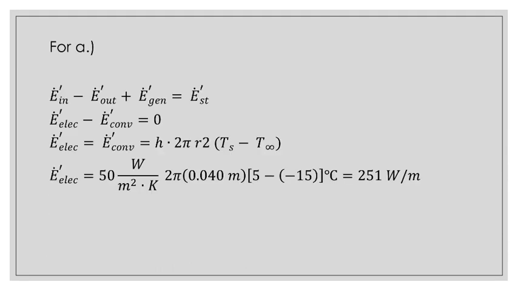For A, we need to perform an energy balance on the composite system to determine the power required to maintain the temperature at 5 degrees Celsius. Since we assume steady-state conditions and no energy generation, the energy stored will be zero as well as the energy generated. Then, using Newton's law of cooling and plugging in the values, we get the electrical power required equal to 251 W/m.